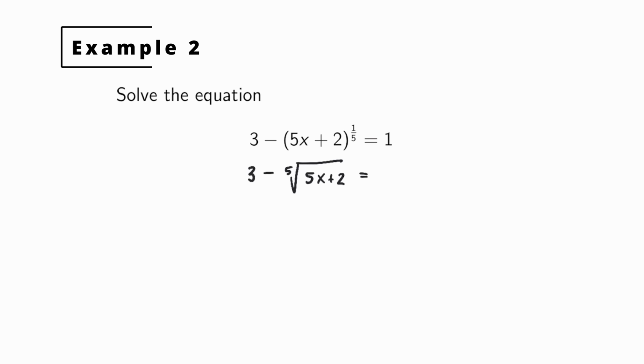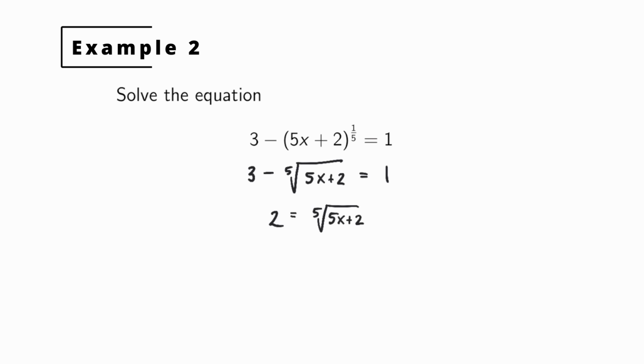Not necessary, but if you feel like it, go on ahead. The next step is to isolate the radical expression on one side of the equation. So I'm going to do that by adding it to both sides of the equation and subtracting 1 from both sides. So we end up with 2 equals the fifth root of 5x plus 2.